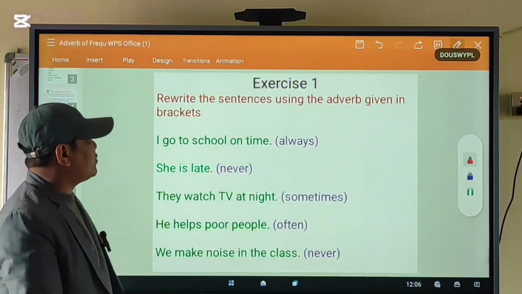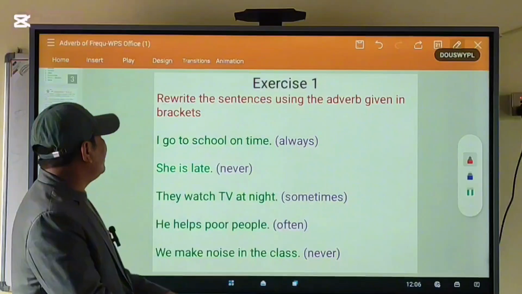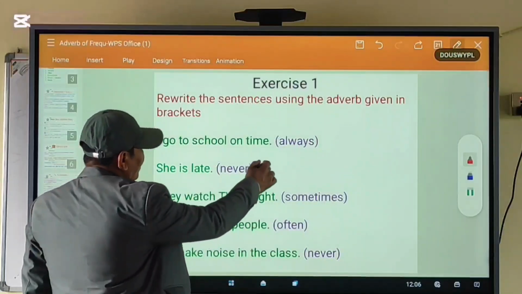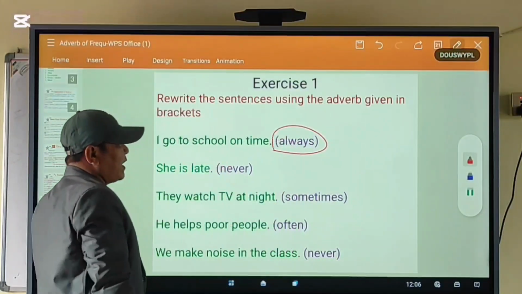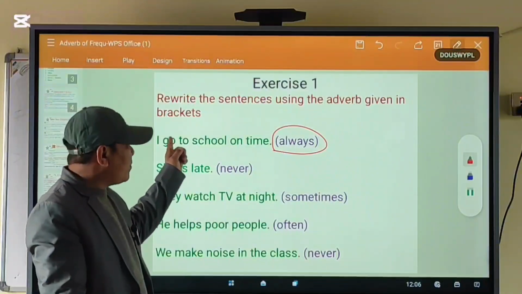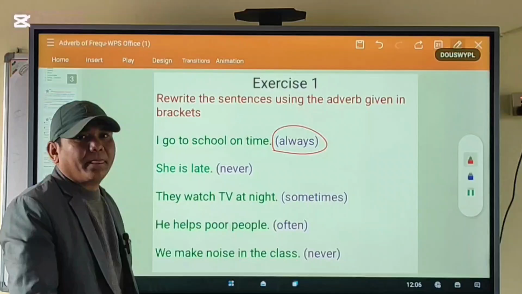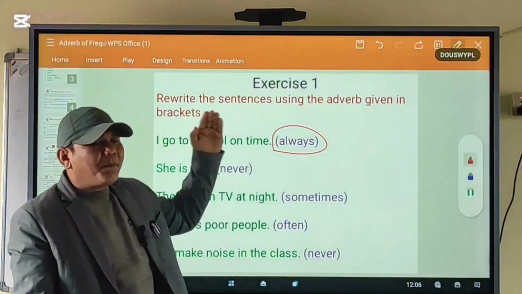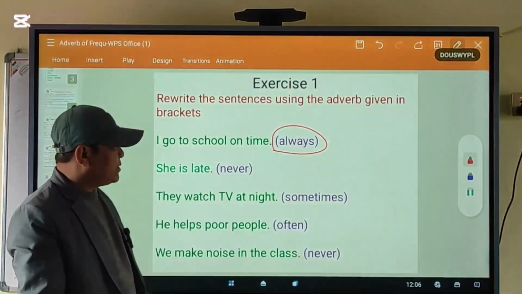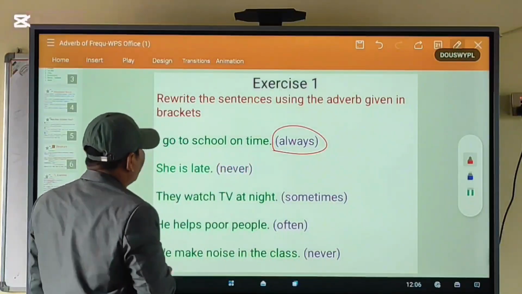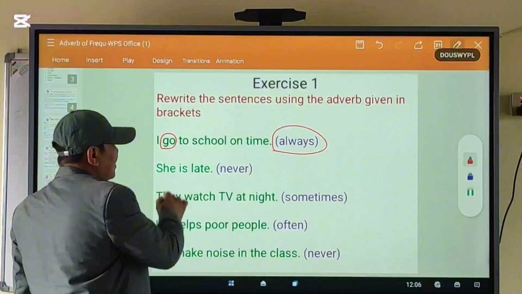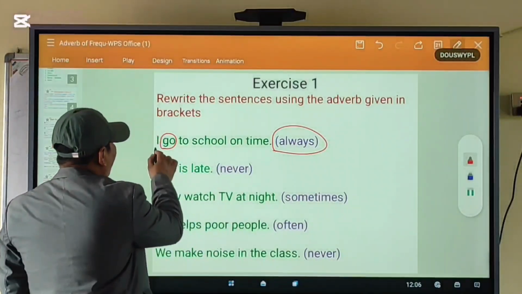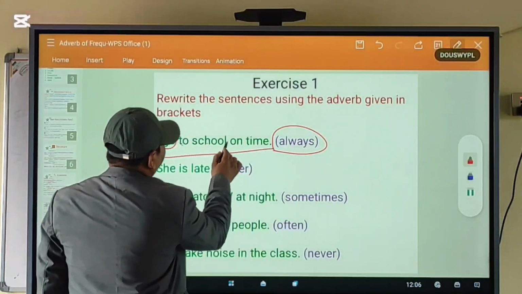Let me show you some exercises. It is very simple. Look at this. Rewrite the sentence using the adverbs given in brackets. We have to use this adverb of frequency in the proper position in this sentence. I go to school on time. Look at this. Go is the main verb. We use the adverb before the main verb. It means what? I always go to school on time.